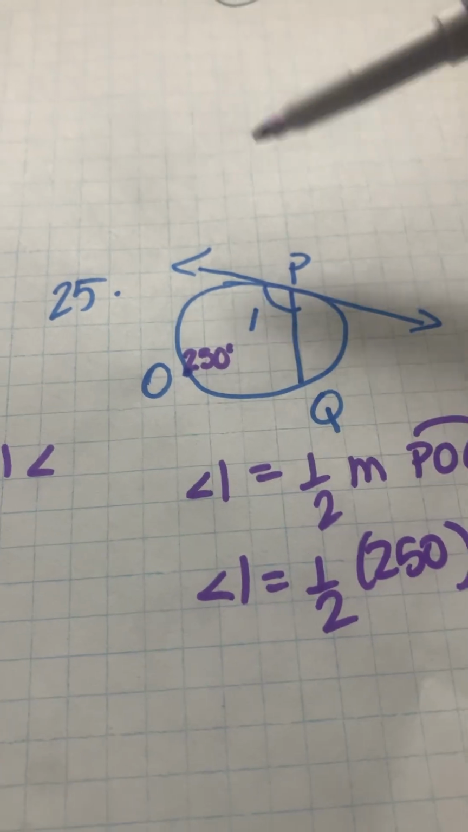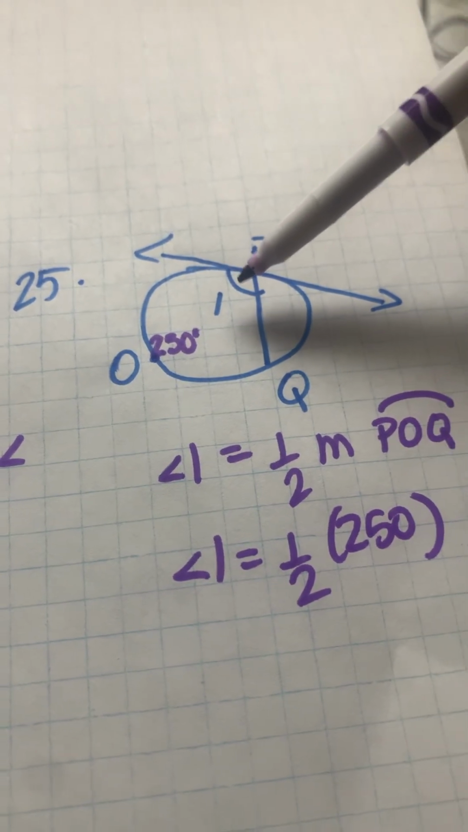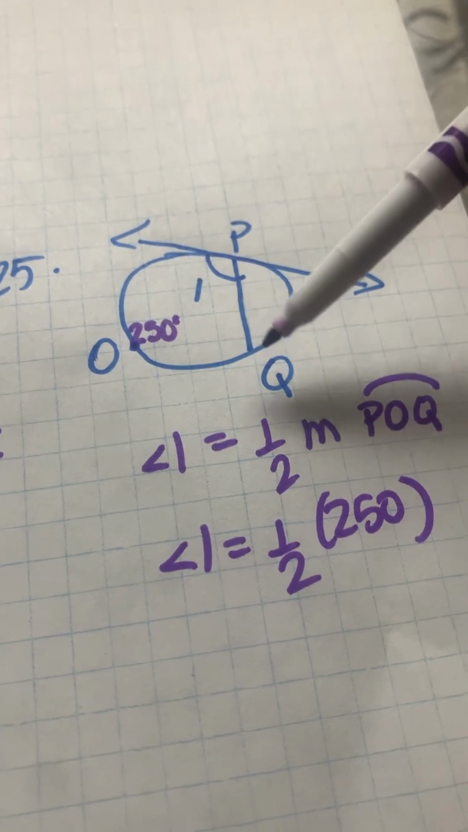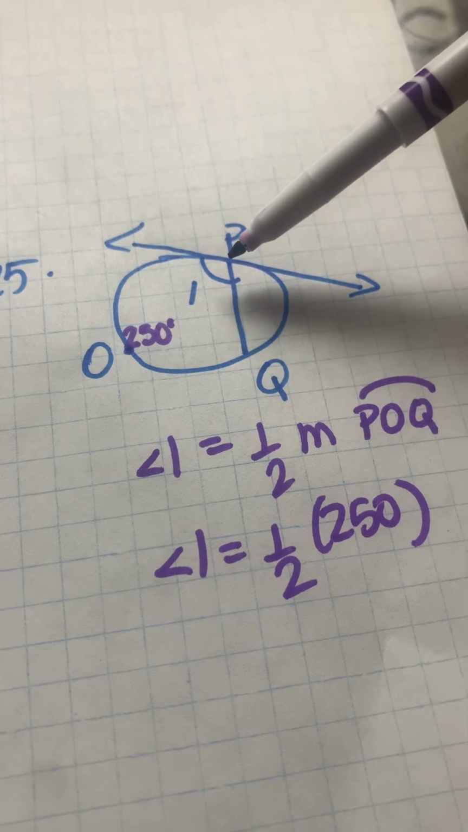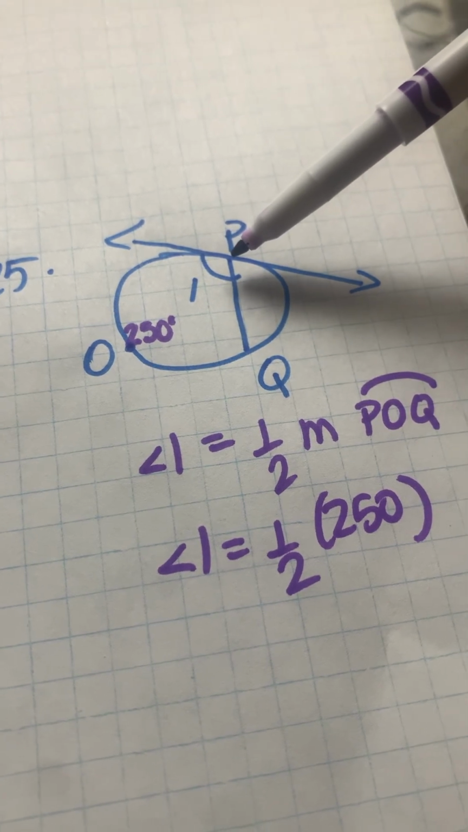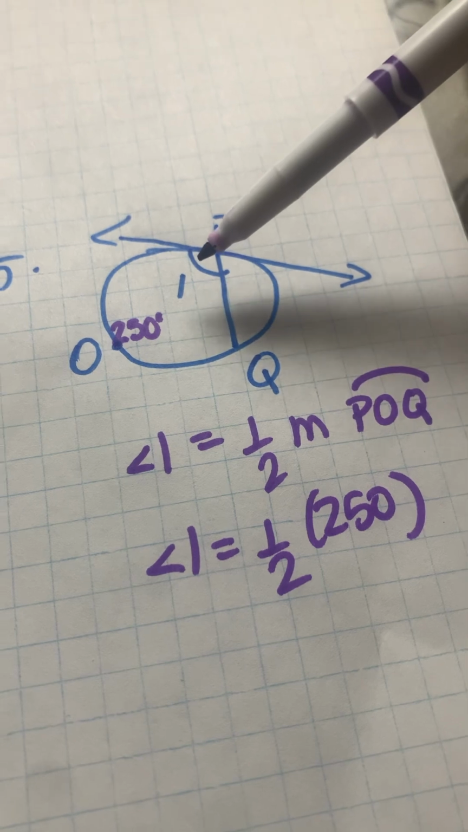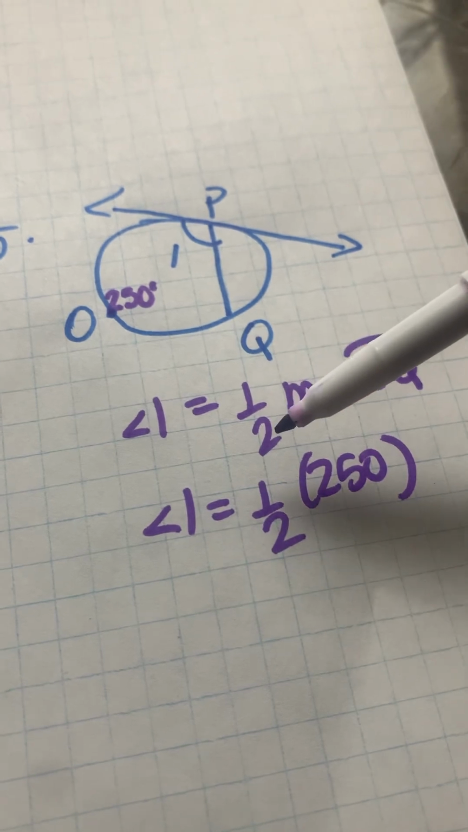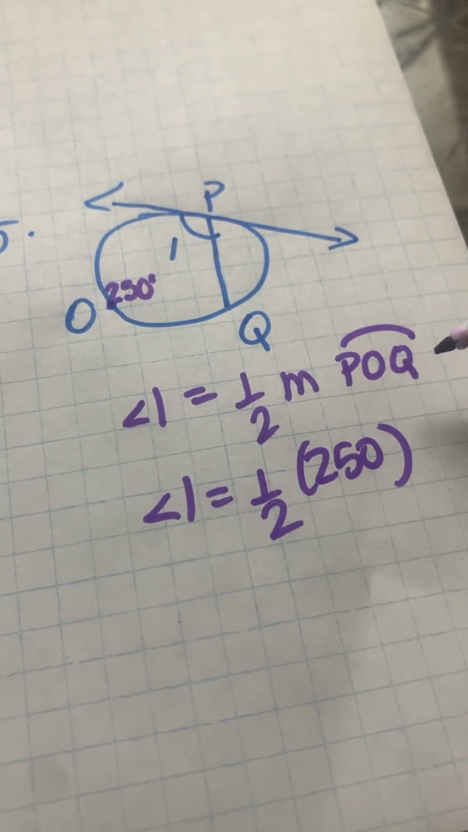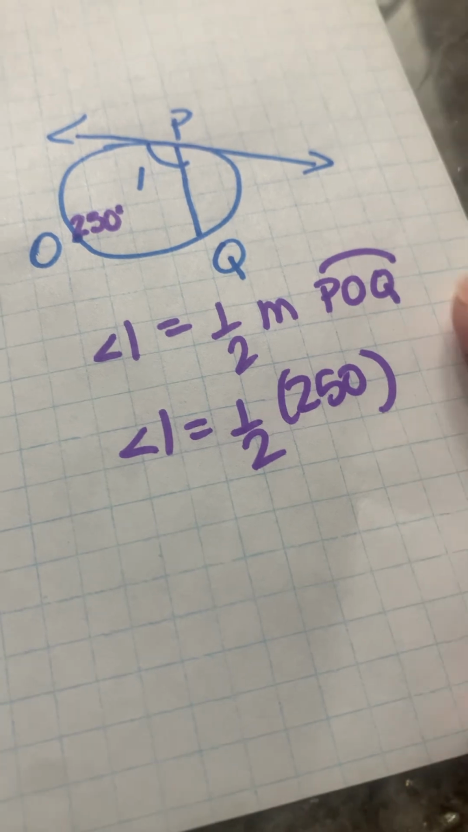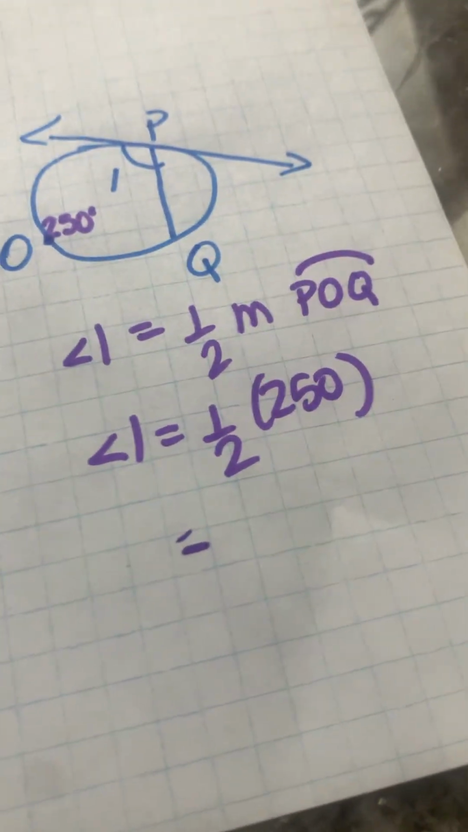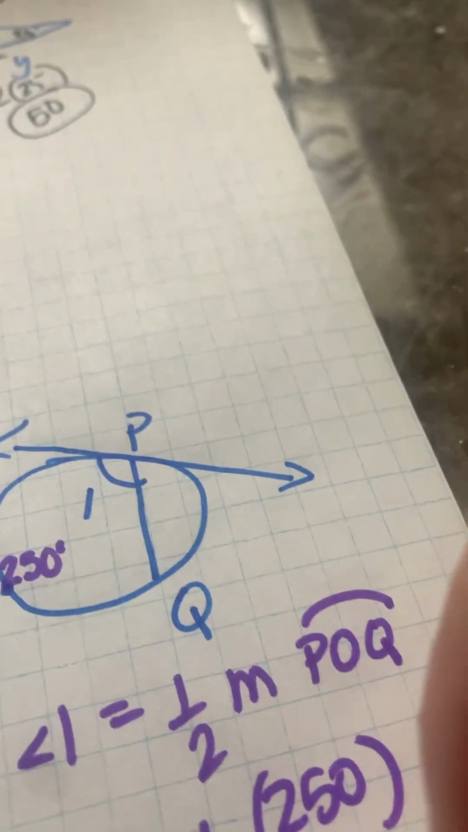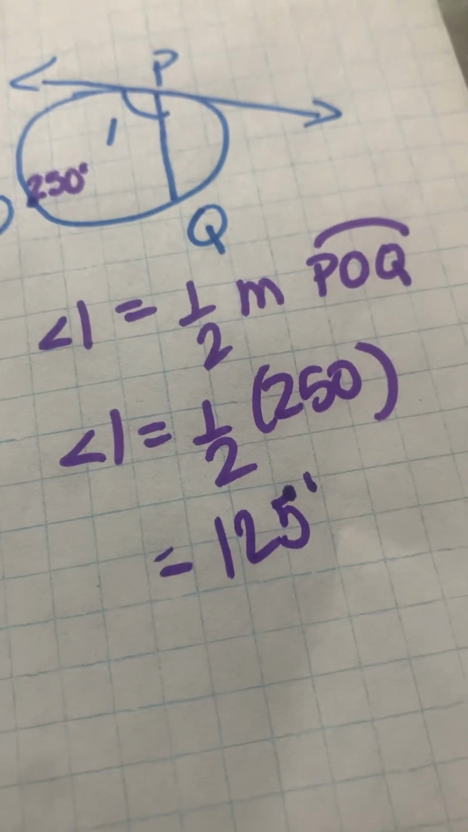So this angle 1 has a relationship to the arc that's cutting it off, and it's because this is a tangent line and this chord, and they're connected on the circle. So this angle 1 is going to be half the measure of the arc. So again, angle 1 is half the measure of the arc POQ. So angle 1 is half of 250, and half of 250 is 125 degrees.